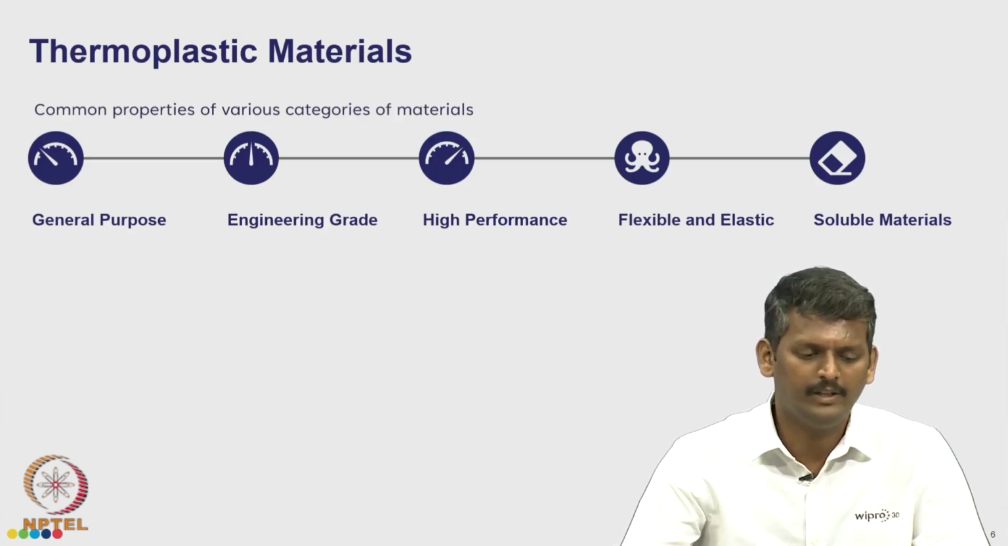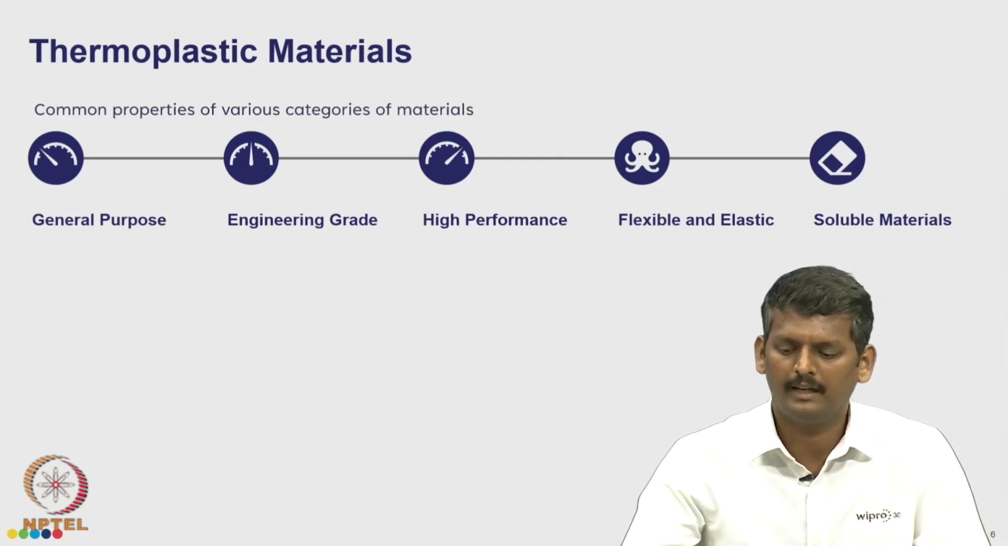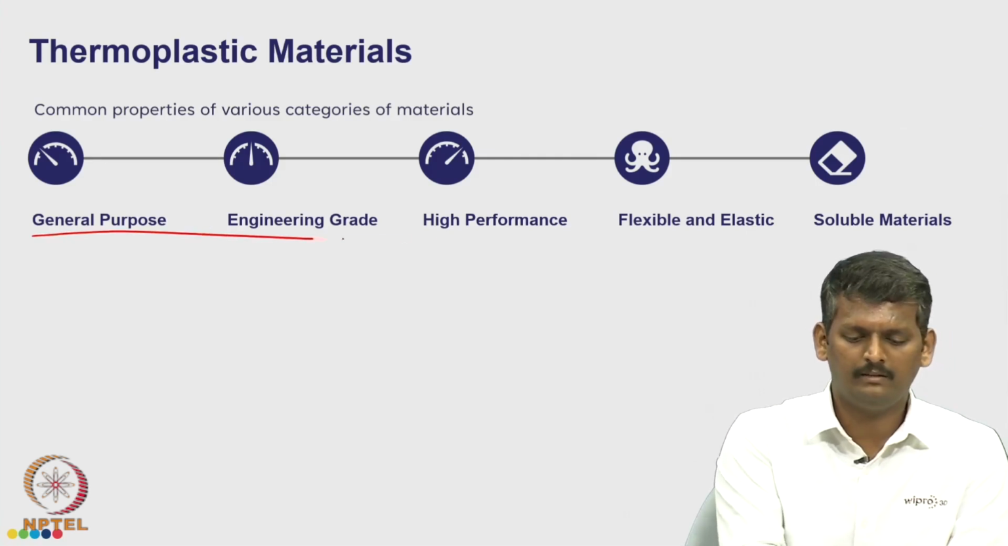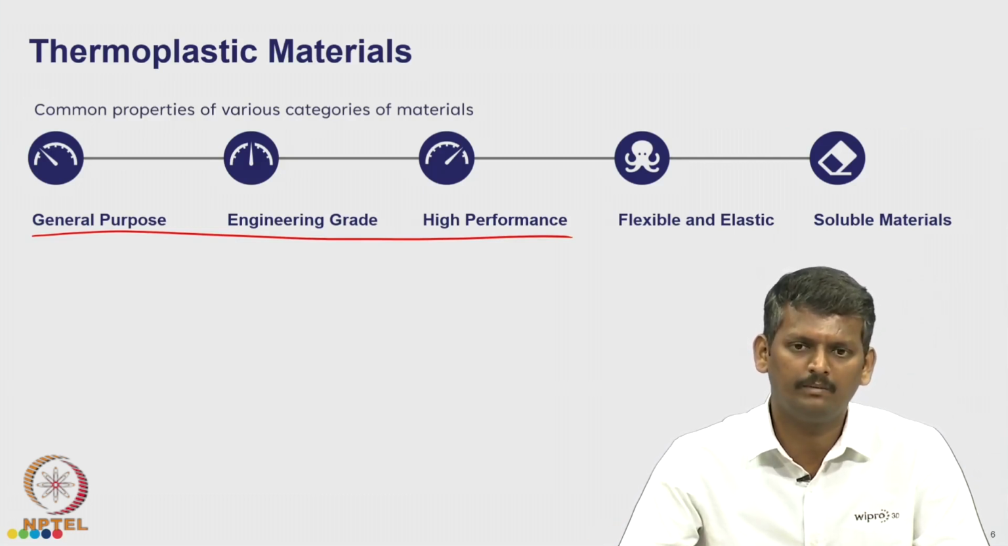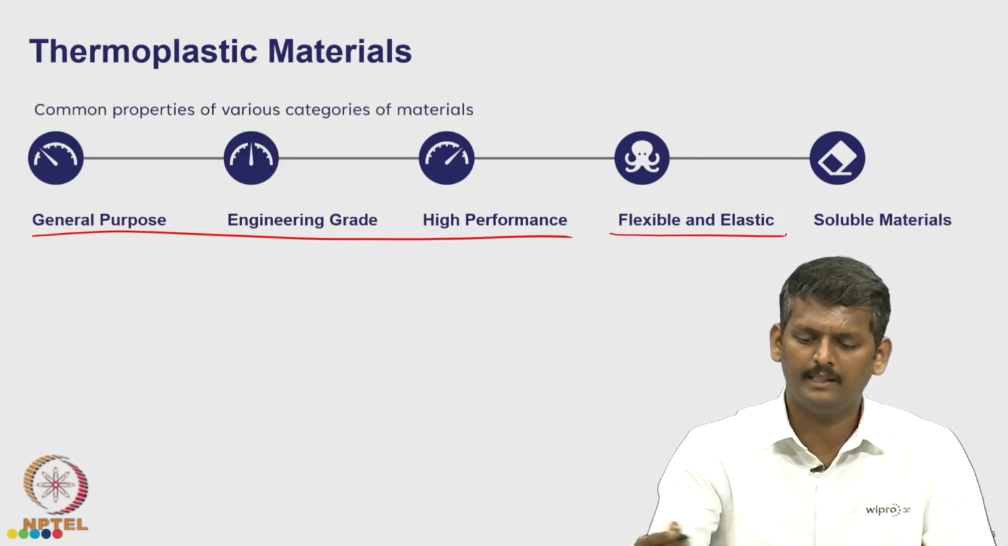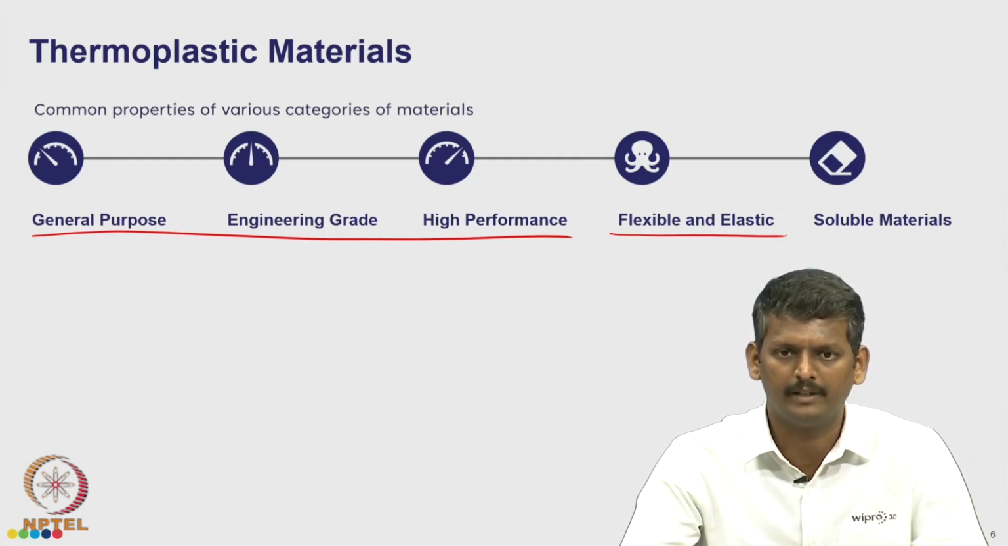Usually we have a very huge variety of thermoplastic materials available. In that scenario, we can classify them on the basis of general purpose materials, engineering grade materials, high performance materials, flexible and elastic materials, and soluble materials. In that, these three are a type of material which keep on improving their properties. But flexible and elastic material is a hybridization of both thermoplastic material and elastomer material.